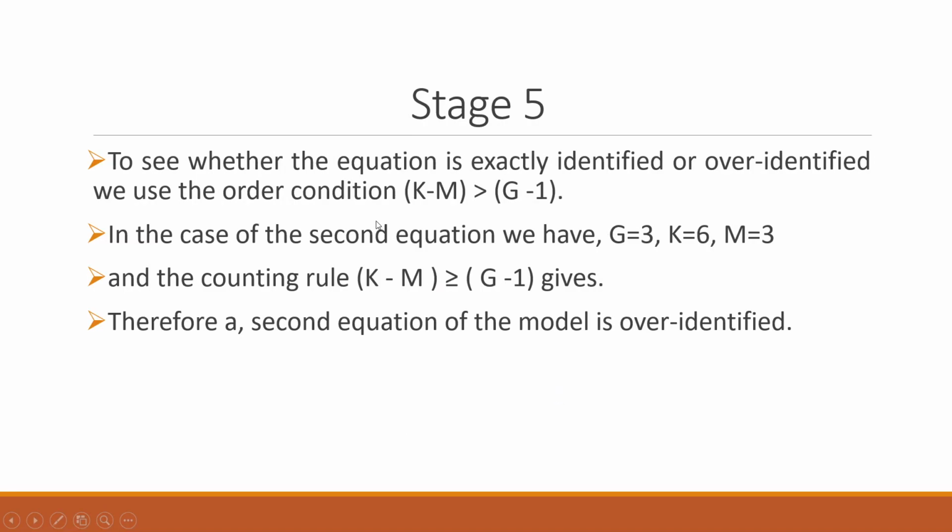To see, at stage 5, whether the equation is exactly identified or over-identified, we use the order condition for the second equation: k minus m greater than or equal to g minus 1. This is the same step which we will repeat again. In the case of the second equation, we have g equal to 3, k equal to 6, m equal to 3, and the counting rule is k minus m should be greater than or equal to g minus 1, which gives k minus m is 3, and g minus 1 is 2, and therefore the second equation of the model is over-identified.